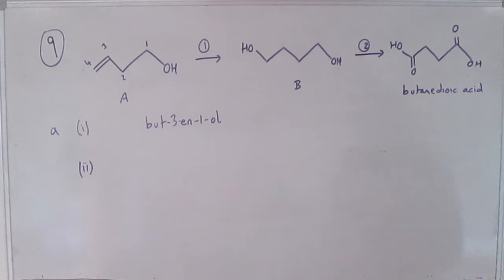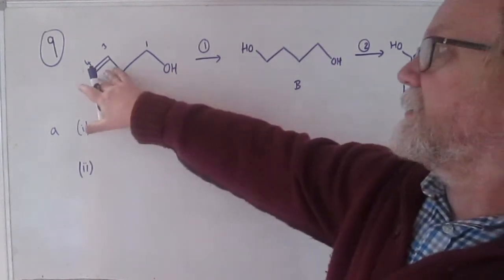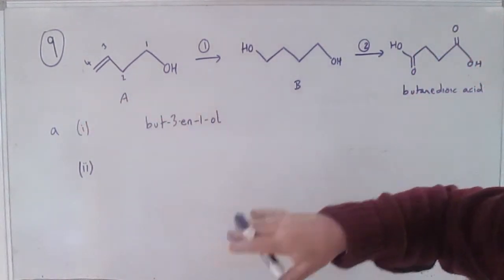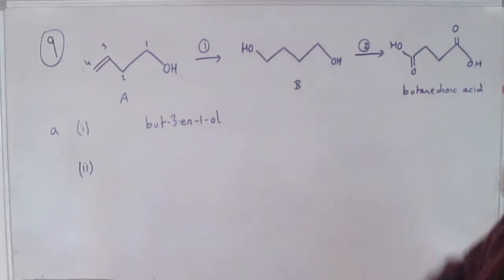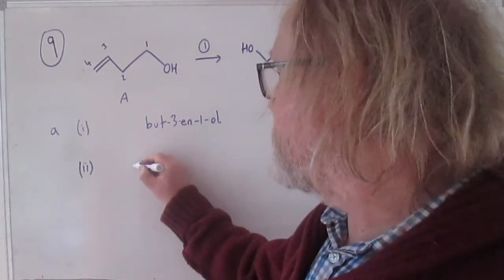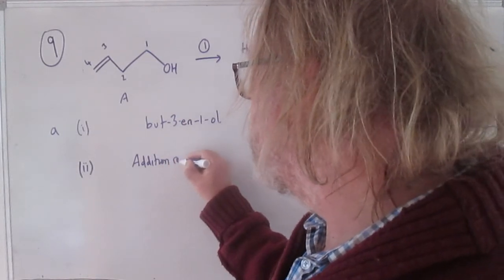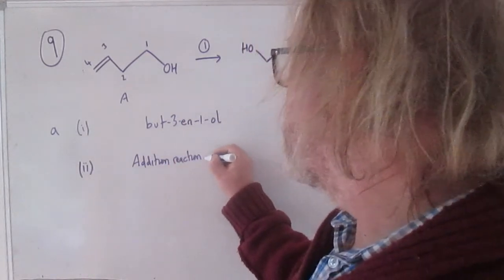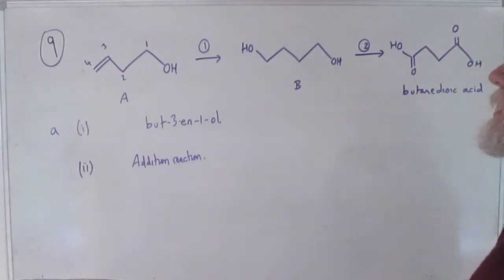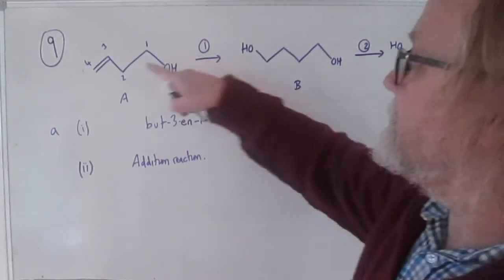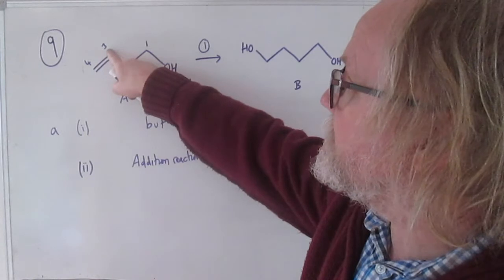So then the question is, well, how could we turn that alkene group in compound A into the alcohol group that we have in compound B? And you can see that that's an addition reaction. So that's part of the answer. That's the type of reaction that we want, is an addition reaction. And what we need to add is OH to this end and hydrogen to that end.